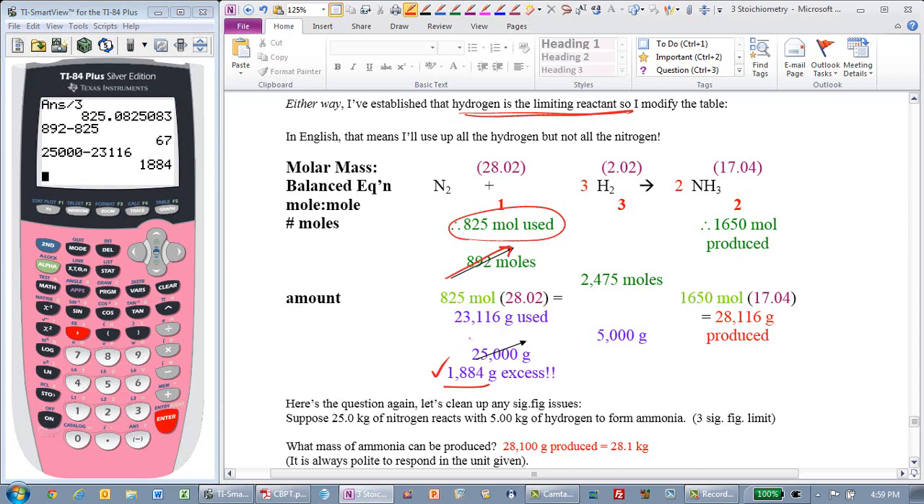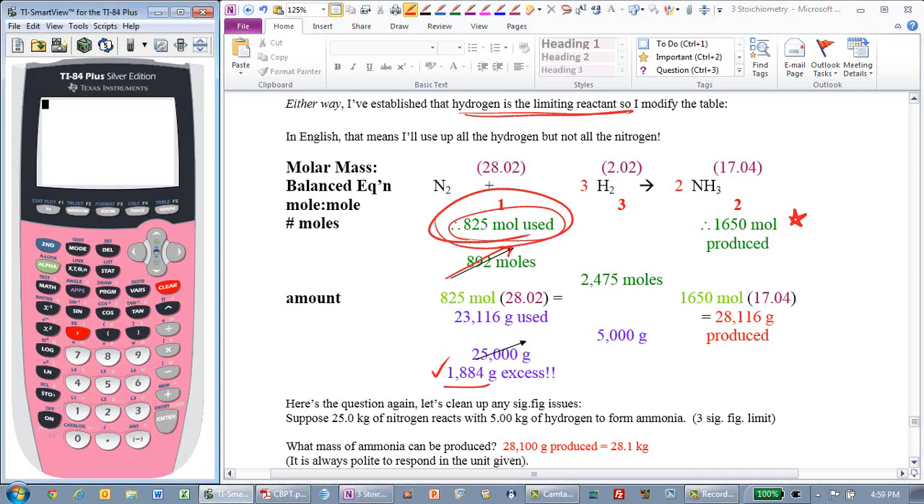Then, how much can I produce? Well, if 1 mole of nitrogen is 825, and I need twice as much of the ammonia, I just multiply by 2. That's how many moles of ammonia are produced. And then if I multiply by this molar mass up here, 17.04, that's why it's convenient to have it up there, that's how many grams I made. So I made 28,116 grams of this.